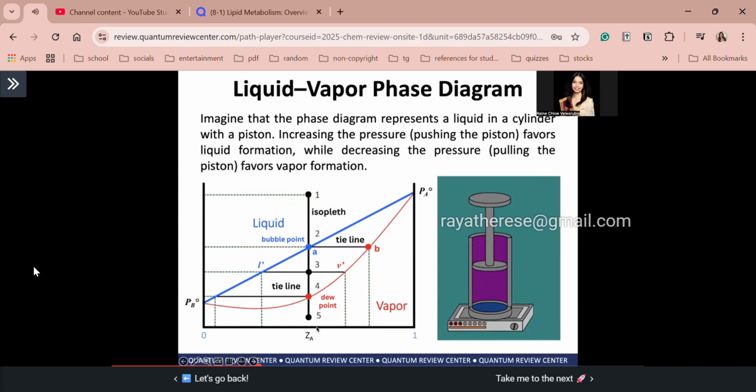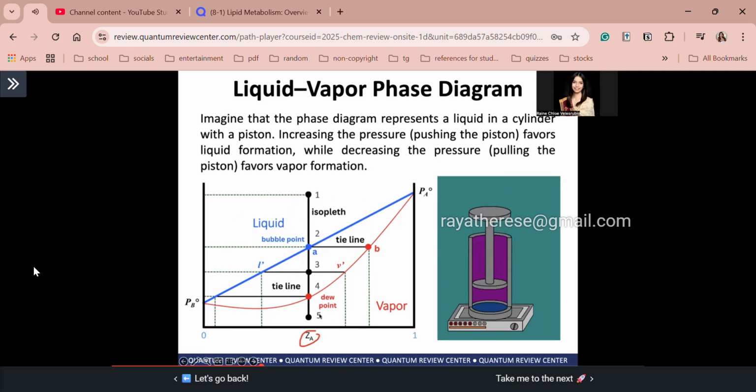Okay? Now, we have what we call here the ZA. This is the overall composition of the mixture, or the total mixture composition. It tells us the overall percentage of component A in the whole system, and not just in one phase. Okay? So if we look at a mixture of two substances such as A and B, so ZA, if it is equal to 40%, meaning 40% of the mixture is component A, and 60% of the mixture is component B. Yun ang meaning ng ZA.